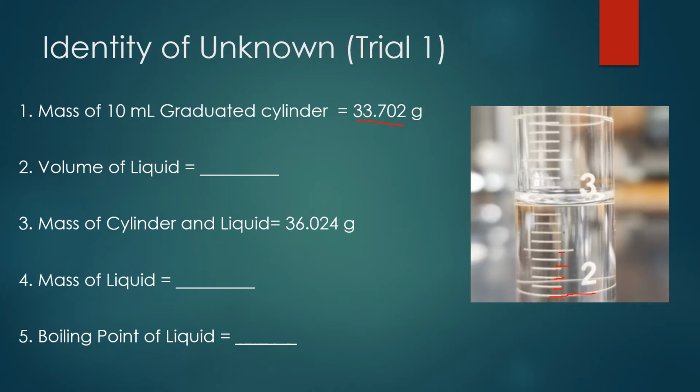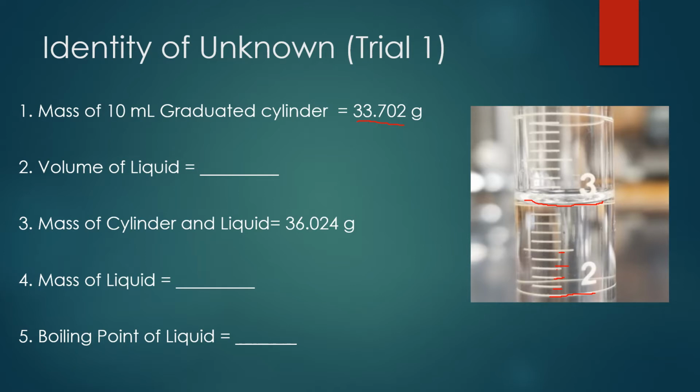So you can see the meniscus of the liquid is approximately right here. So you read how much that is and fill in the volume of a liquid. Make sure that you go to the 10th spot. What I mean by that is if you think it's exactly at 3 milliliters, make sure to write 3.0 milliliters.